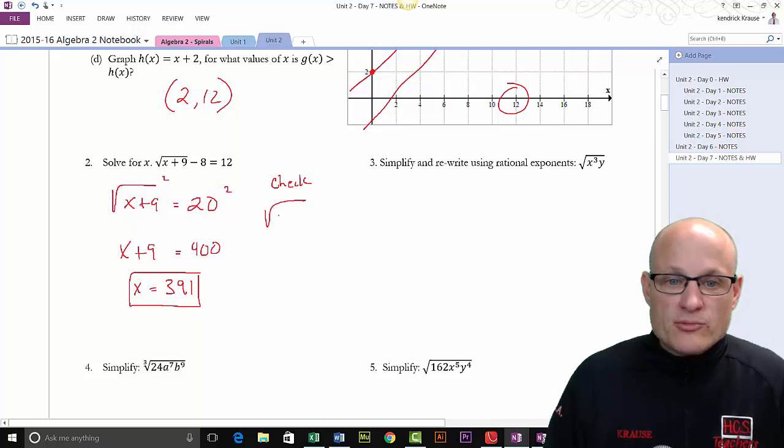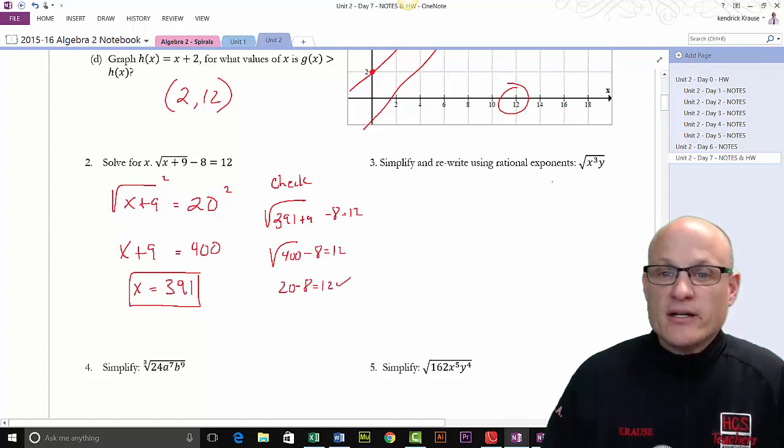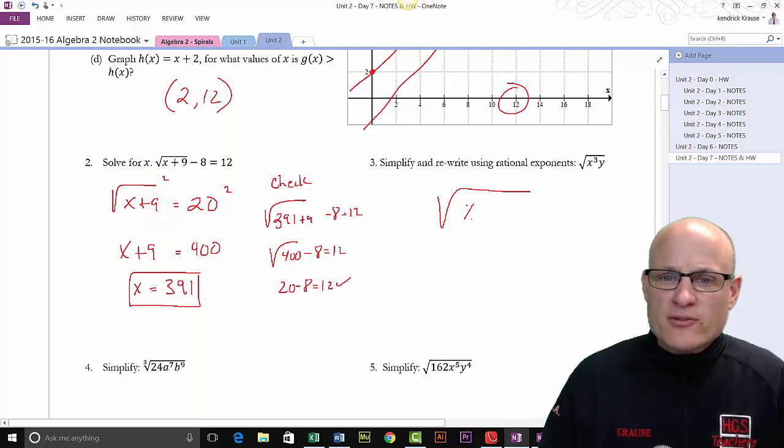You're going to do 391 plus 9 minus 8. Does that equal 12? This is the square root of 400 minus 8. Does that equal 12? And this is 20 minus 8, and that definitely equals 12. Check. We're going to simplify this thing, so we're going to rewrite it. X squared x times y. The square root of x squared is x, so my final answer is x square roots of x, y.